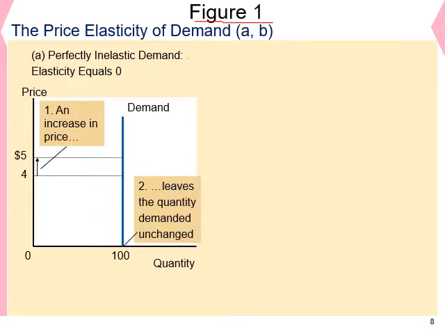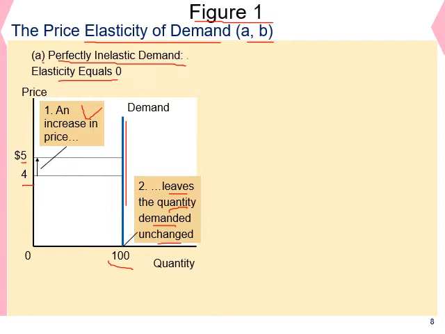Figure 1 summarizes the price elasticity of demand in panels A through E. Panel A shows perfectly inelastic demand. The value of the elasticity is equal to 0. In this case, an increase of the price from $4 to $5 will leave the quantity demanded unchanged. You can see that the demand curve is vertical, so there is no change in the quantity.